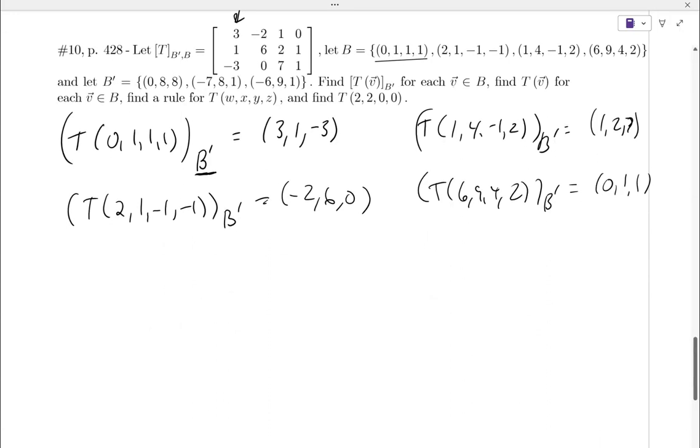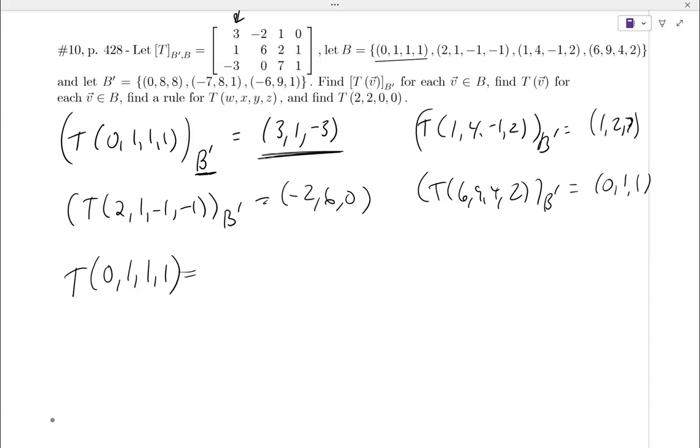So far, so good? All right. Now, instead of asking for the coordinates, it's asking you for what the actual outputs are. So it's asking you what vector actually corresponds to T of (0, 1, 1, 1). How do we use this output? What are those? It's not the output vector directly, it's the coordinates of the output vector, right?